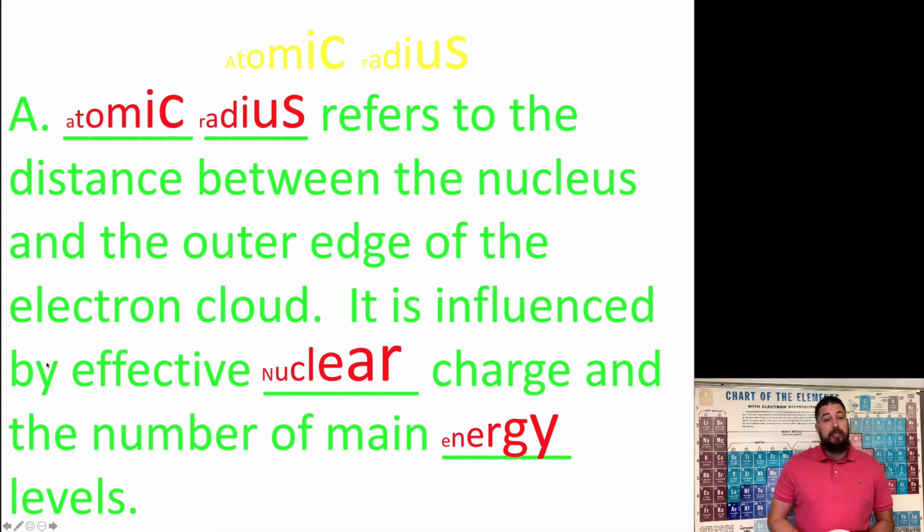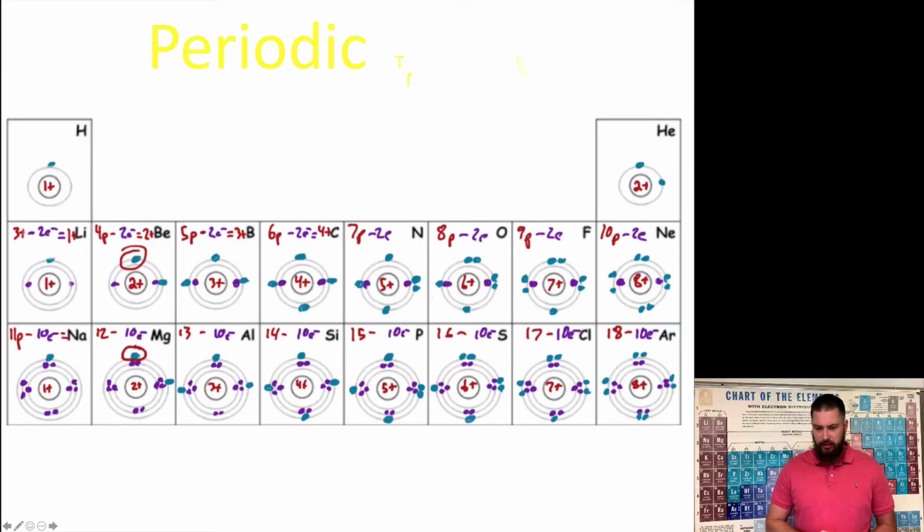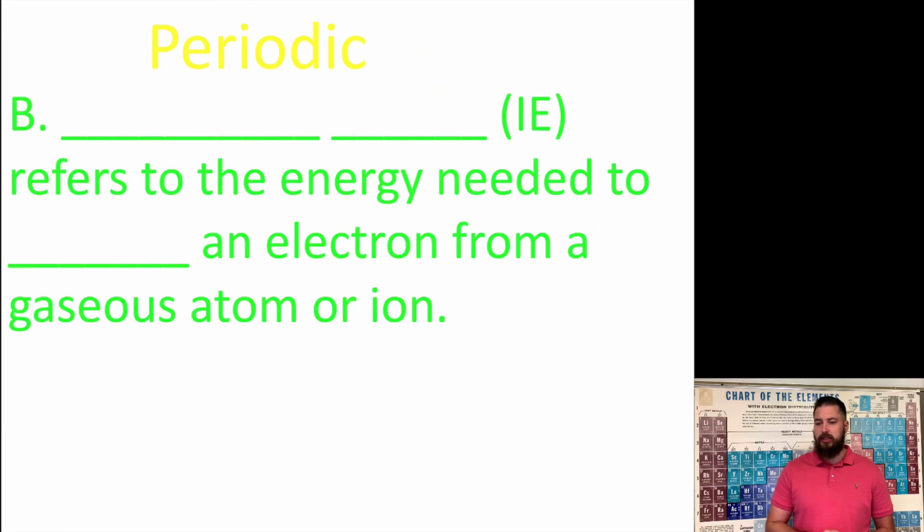Now, atomic radius refers to the distance between the nucleus and the outer edge of the electron cloud. It is influenced by the effective nuclear charge and the number of energy levels. So there's two things that affect atomic radius: effective nuclear charge, which we'll talk about in a moment, and the number of energy levels. That makes sense because as we add more energy levels, it's going to get larger. You can see going down, it's going to get larger because there's more energy levels. Now, as we go from left to right, we're going to learn that the atoms, even though they look about the same size in the picture, are actually going to get smaller going from left to right. That's something interesting and different. We'll talk about that in a moment.